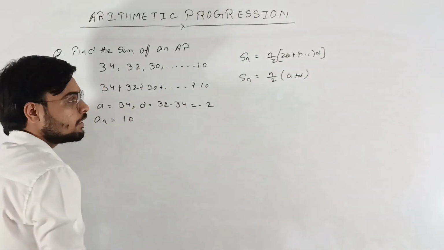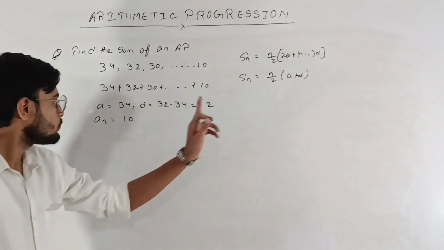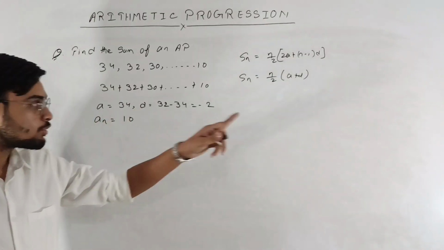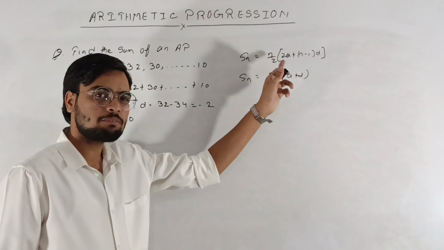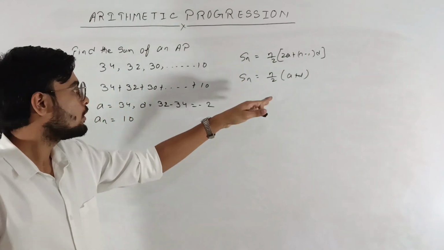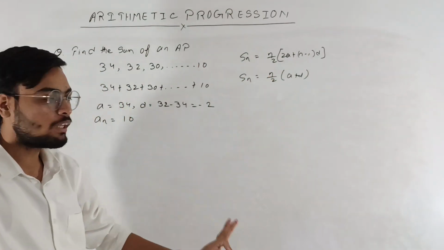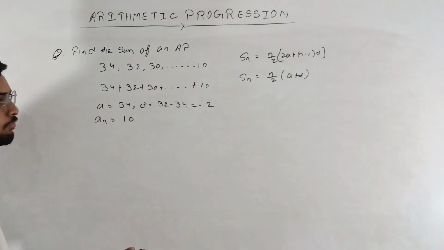L is the last term. Now look, we have a, 34. We also have L, the last term, which is 10, but we don't have n. So first we have to find n. Then I put the value of n in either this formula or this one. We also have d. So first we have to find n.